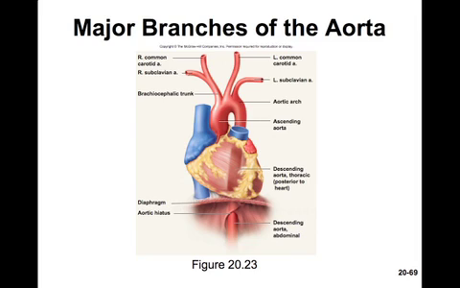The subclavian arteries will go out to supply the arms. We'll take a further look at them later. But these are the first major exits off of the aorta as it leaves the heart. The aorta then wraps down around behind the heart and descends through the diaphragm in the abdominal wall.